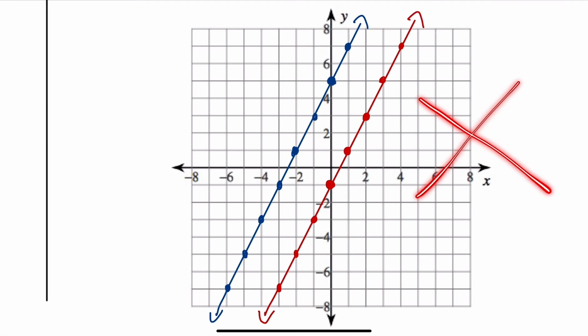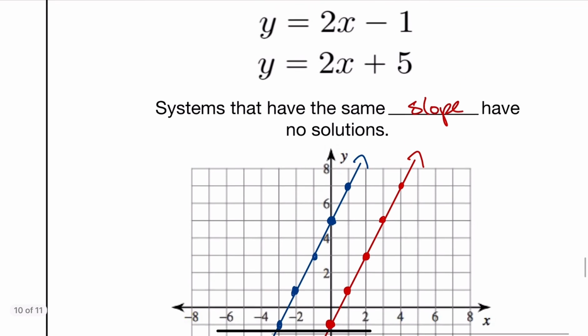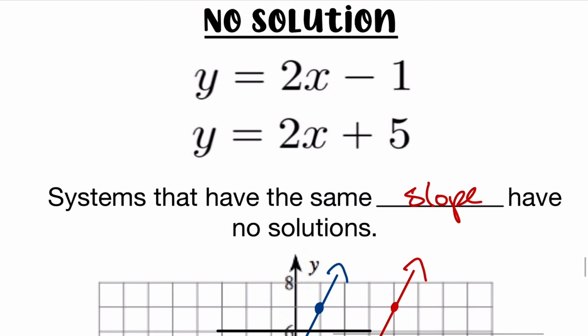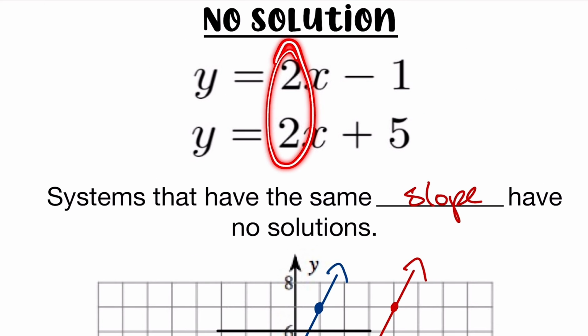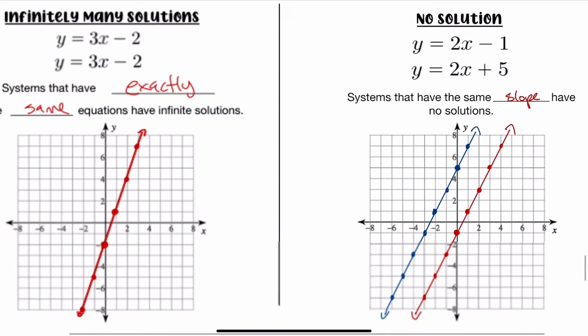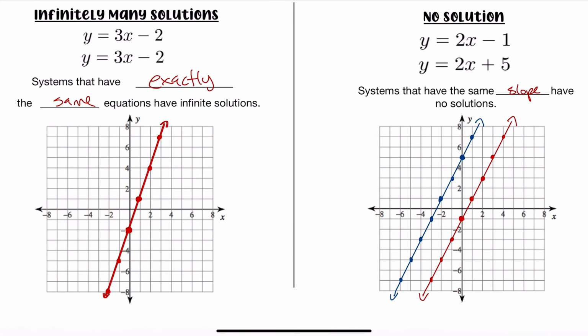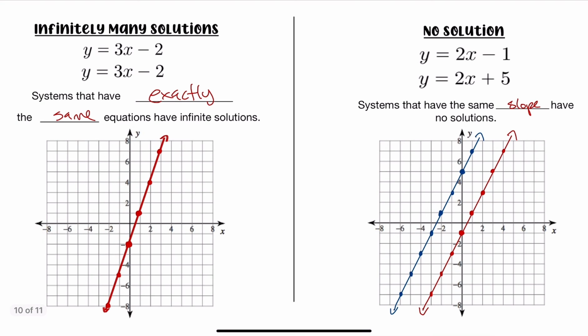When we had one solution, they crossed each other. These don't touch at all, so they can't possibly have a solution. So that's why systems of equations that have the same slope will not touch and therefore have no solution. Okay, so we had infinitely many and no solution. Completely opposite sides of our spectrum here. But that's about it for these notes.